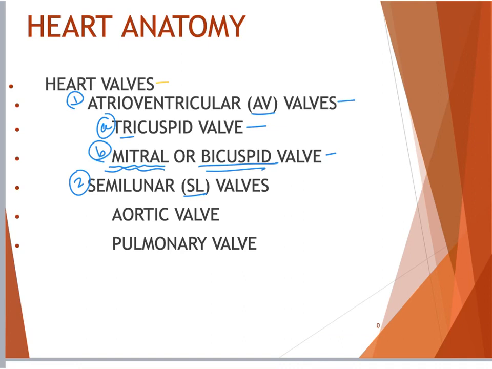All right, our second type of heart valve, the semilunar valves. Semilunar valves, general information: they guard the openings of the large arteries exiting the ventricles, and they open and close based on pressure changes that occur in the pulmonary trunk and the aorta. So, 2 valves to talk about here. The first is the aortic valve. It is found at the opening of the aorta. The second one is the pulmonary valve, found at the opening of the pulmonary trunk.